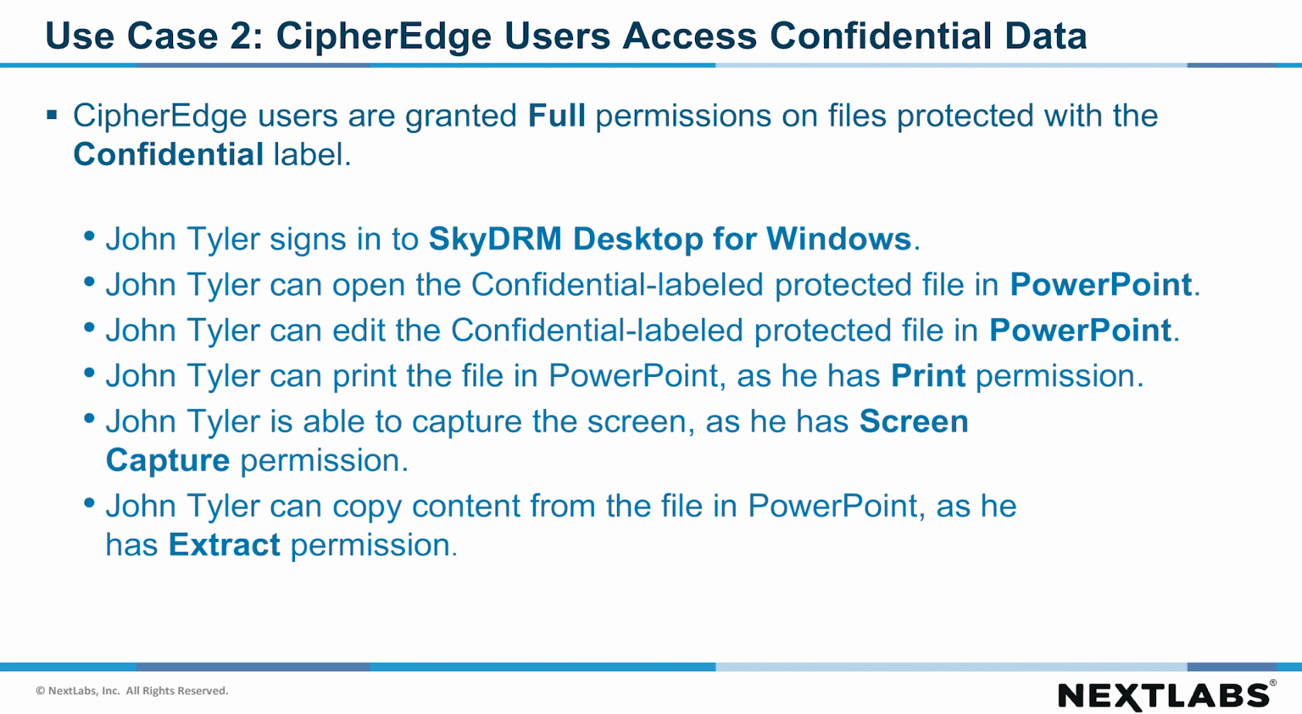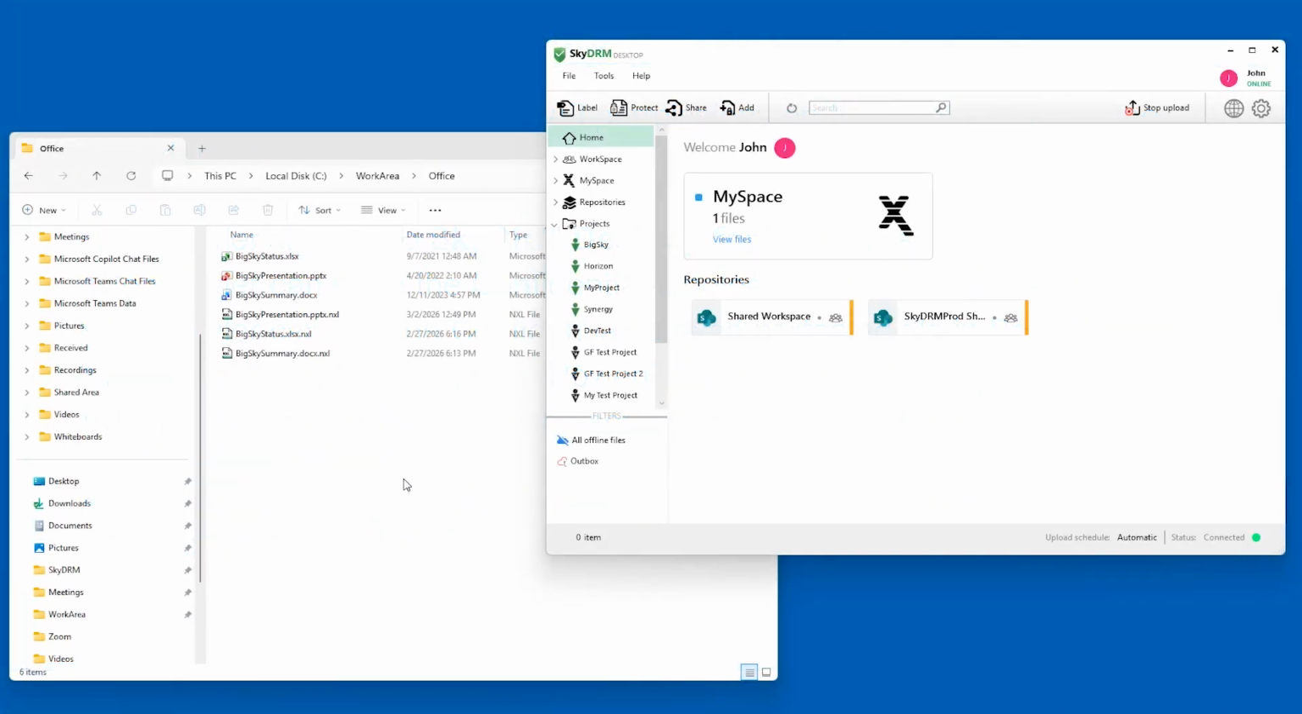John Tyler can print the file in PowerPoint, as he has print permission. John Tyler is able to capture the screen, as he has screen capture permission. John Tyler can copy content from the file in PowerPoint, as he has extract permission. Here I am still signed into SkyDRM Desktop for Windows as John Tyler from CipherEdge.